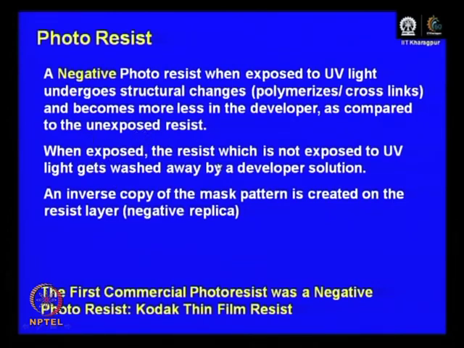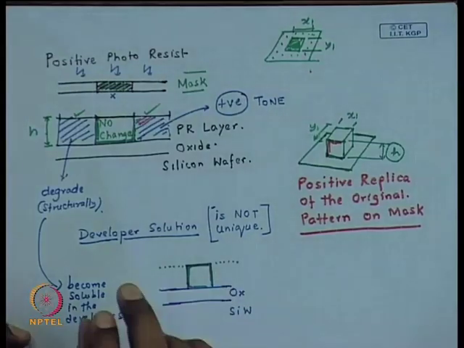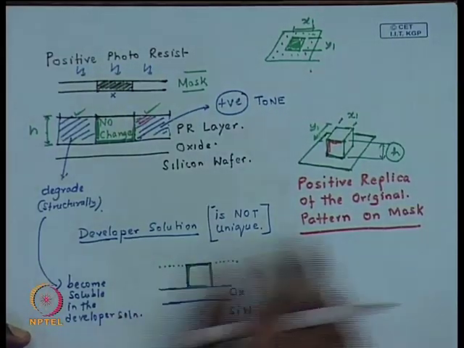The resist which is not exposed to the UV light gets washed away by the developer solution, and eventually an inverse copy of the mask pattern is created on the resist layer. So, probably you understand what it means if you now have a relook at the schematic we used for understanding the positive resist.